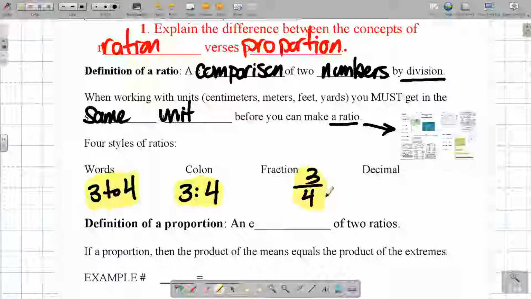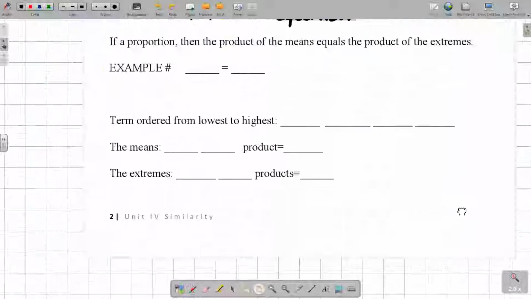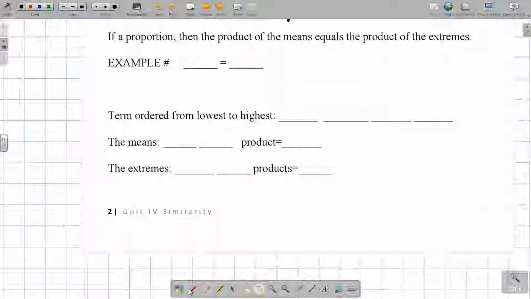3 over 4 as a fraction is a ratio. And then you can change it to a decimal. 3/4 of a dollar is 75 cents. All of those are ratios, different styles. A proportion is an equation of ratios. A proportion is an equation of ratios.